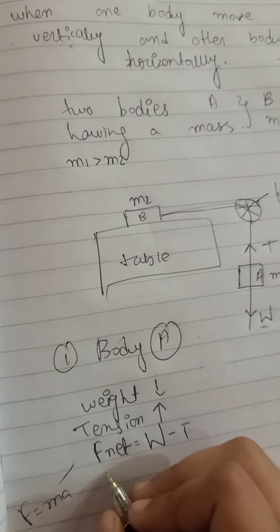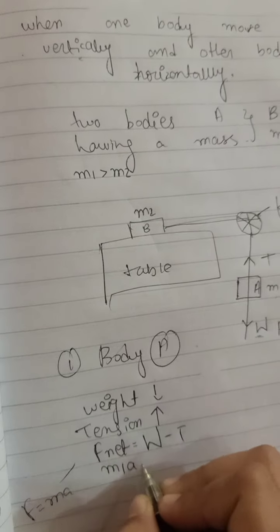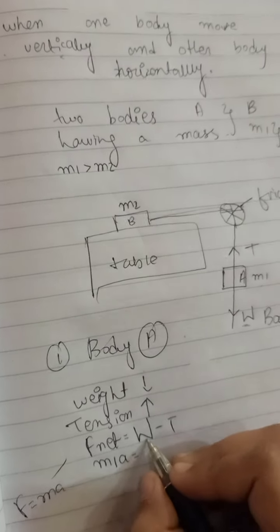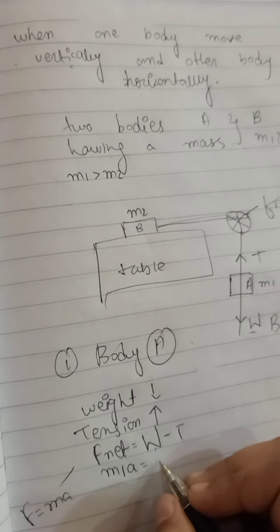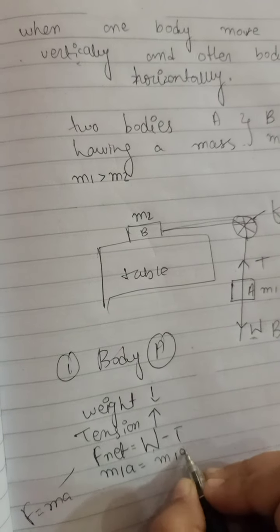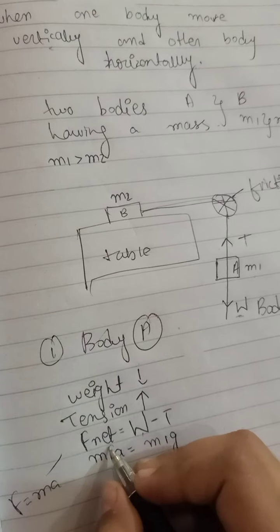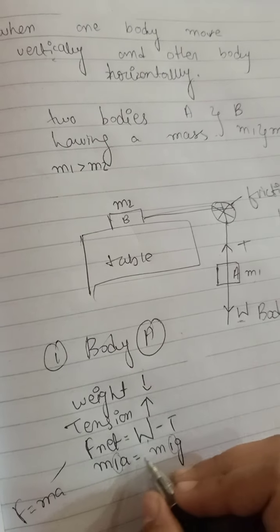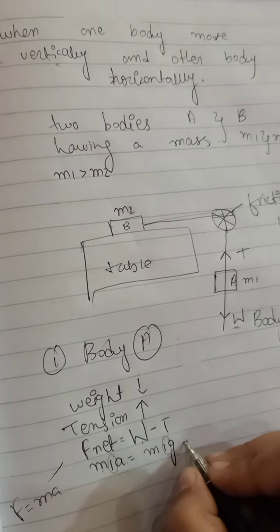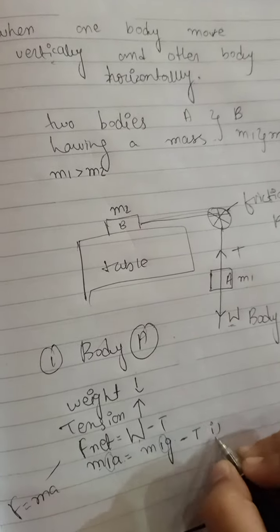So we can write easily that m1a1 is equal to, here W is equal to mg, so m1g, because this is mass number 1, body A, body 1, minus T. This is equation number 1.